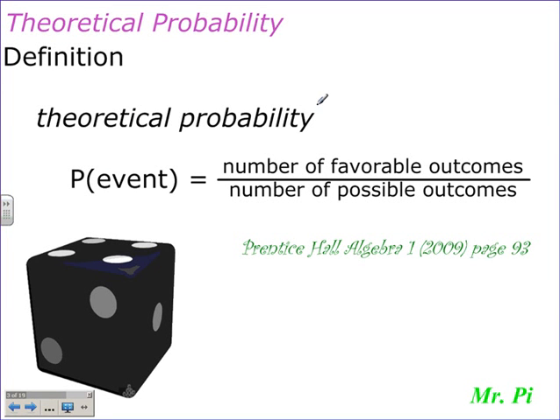Here's the definition of theoretical probability. The probability of an event is equal to the number of favorable outcomes over the number of possible outcomes. In the example we just looked at, I said, what's the probability of rolling a 2? The favorable outcome is a 2. We can see a 2 right here. So that would be 1. And the total number of outcomes would be 6 because our sample space is 6: 1, 2, 3, 4, 5, or 6. So the probability of rolling a 2 is 1 to 6, or 1 over 6, 1/6.